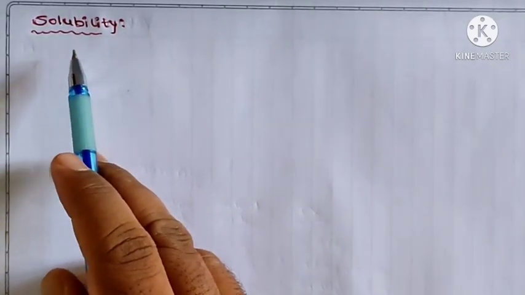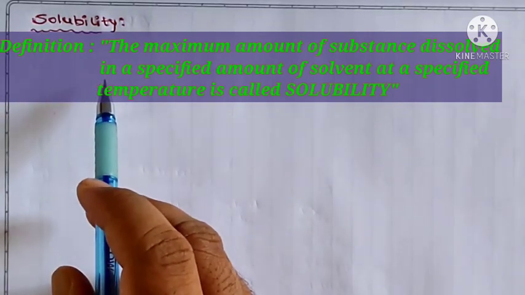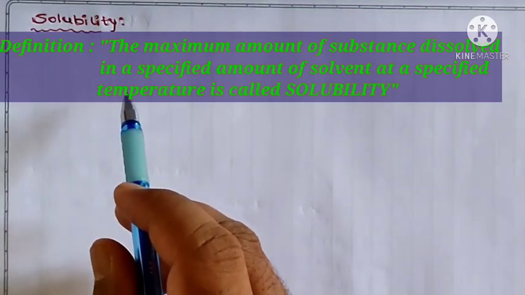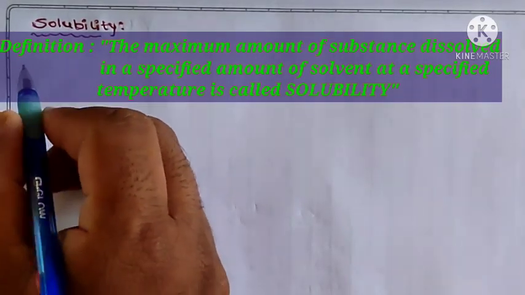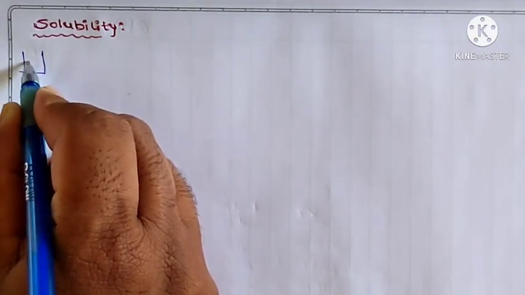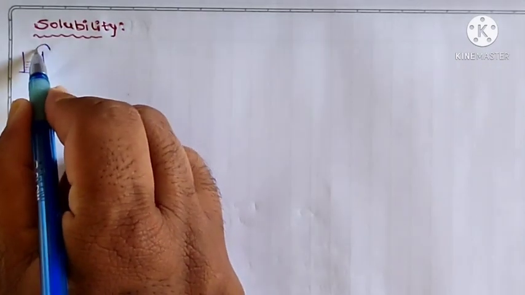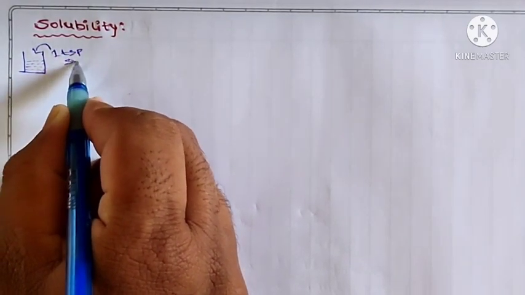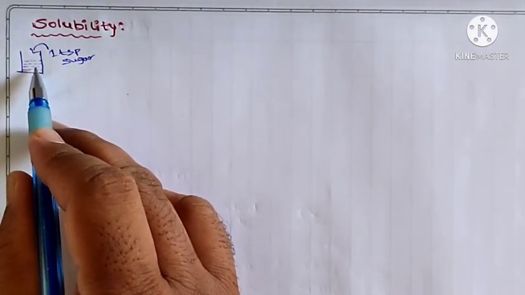Next one, solubility. The definition of solubility: the maximum amount of substance dissolved in a specified amount of solvent at a specified temperature is called solubility. For example, if I take one beaker, and in that beaker I take water as a solvent, and I add 1 teaspoon of sugar, 1 teaspoon of sugar can dissolve in the water.